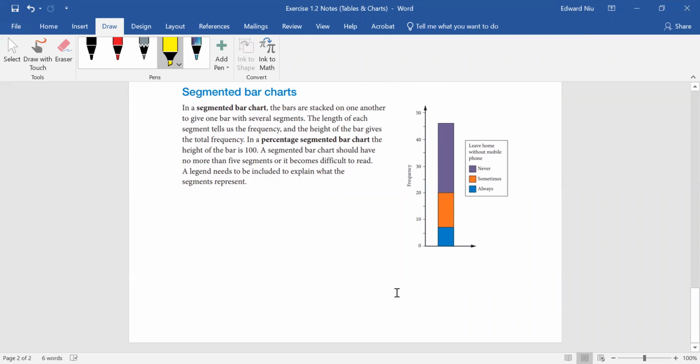That's all for exercise 1.2. Pretty brief. All you have to do is be able to analyze each table and chart.